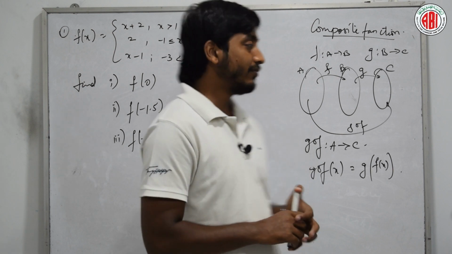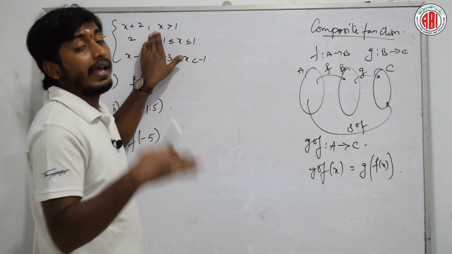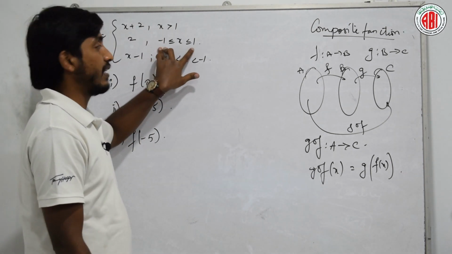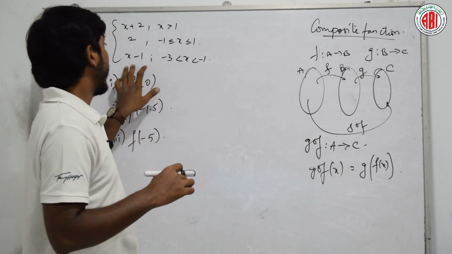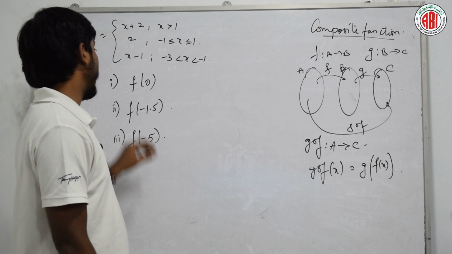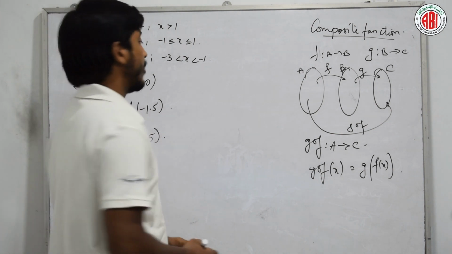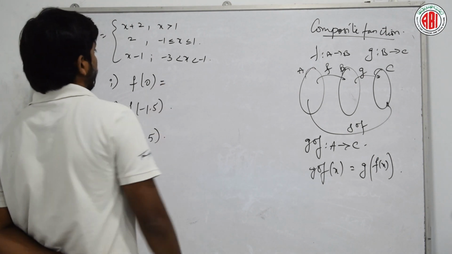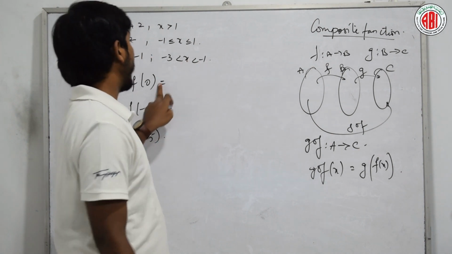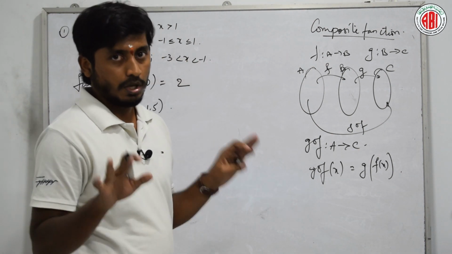Let's do it. Here the question is given as f of x is x plus 2 for x greater than 1, 2 if it lies between minus 1 and 1, and x minus 1 if it is between minus 3 and minus 1. They are asking us to find the values of f of 0, f of minus 1.5 and f of minus 5. Now check here, f of 0. 0 lies between minus 1 and 1. So the value of f of x is directly 2. There is nothing to substitute. Therefore the answer is 2.